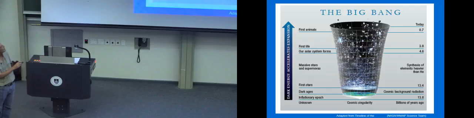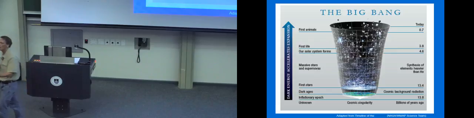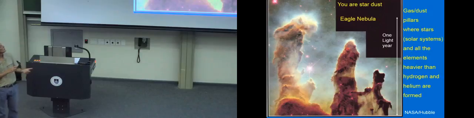And one of the main features here during this period of expansion was that we went from a chemically very simple universe of just hydrogen and helium to a much more chemically complex system through the synthesis of heavier elements in the formation of massive stars and supernovas. So in that sense, you are, in fact, stardust, as you maybe have heard.